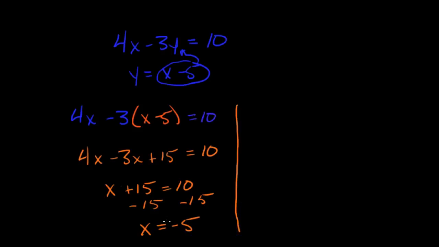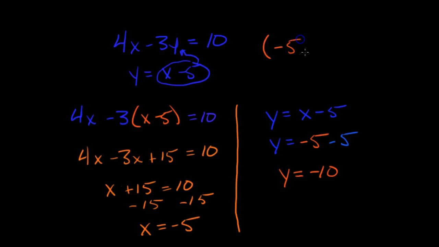So now I know what x is equal to. I need to figure out what y is equal to. So remember, in the original system, y equals x minus 5. Well, now I know what x is equal to. So I'm going to substitute negative 5 in for x. Negative 5 minus 5. So now I can figure out that y is equal to negative 10. And that's my solution. As an ordered pair, we would write negative 5, negative 10.